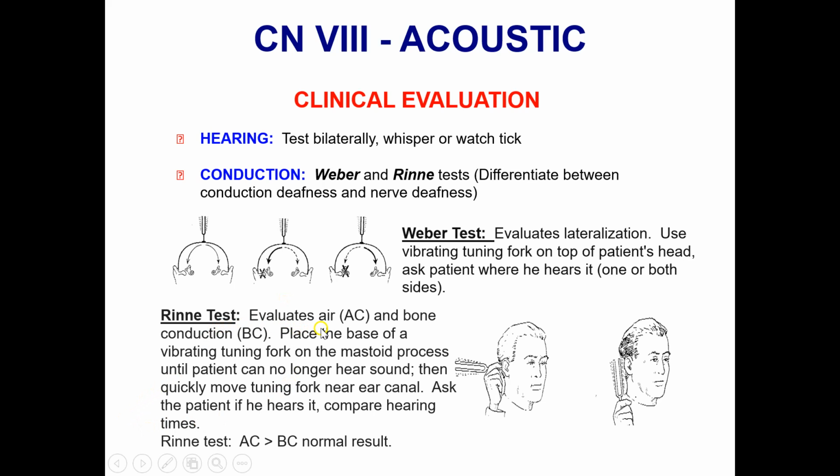In Rinne's test, as I discussed, it evaluates air conduction and bone conduction. We place the base of the vibrating tuning fork on the mastoid process, as can be seen here, until the patient can no longer hear the sound. When the vibration ends, you quickly move the tuning fork near the ear canal. Ask the patient if he can still hear the sound or vibrations and compare hearing times. Normally, air conduction is better than bone conduction, while it may be reversed if there is some middle ear problem.